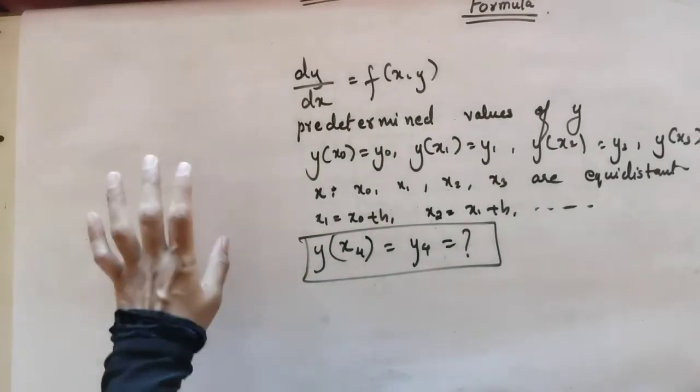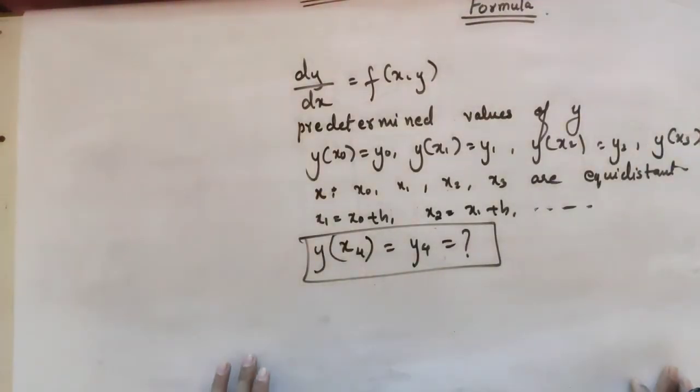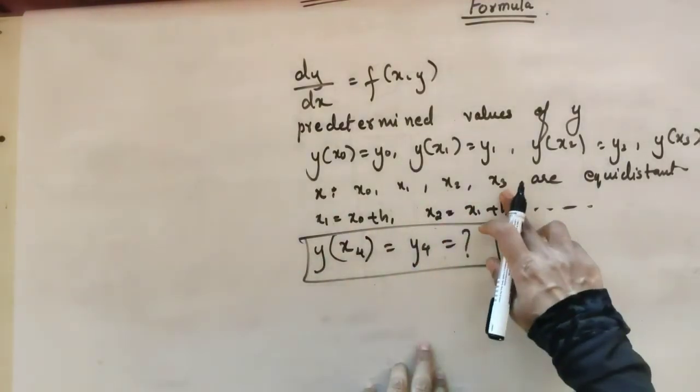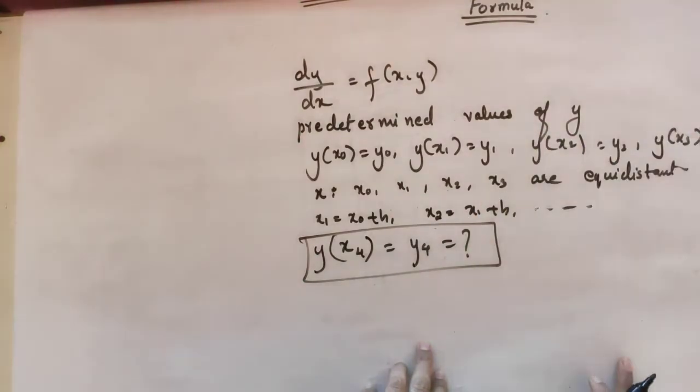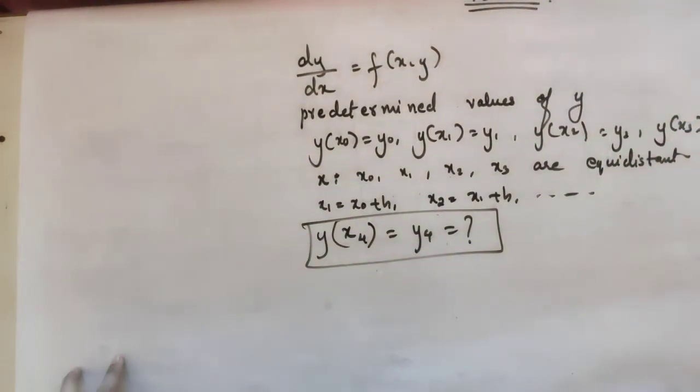Now I hope the point is clear. Given any differential equation, a set of 4 points will be given. You will be asked to predict or find the value of y for the next value of x. That is, x up till x3 is given, and for x4 you need to find the value of y4. These are the corresponding values of y at those points. I hope that is clear.